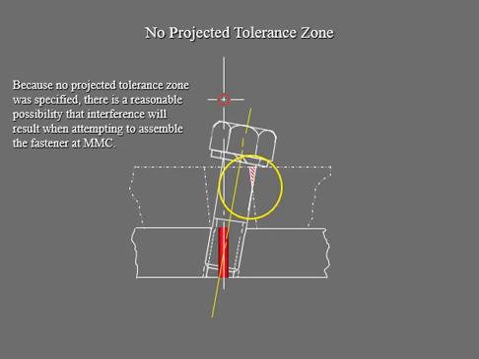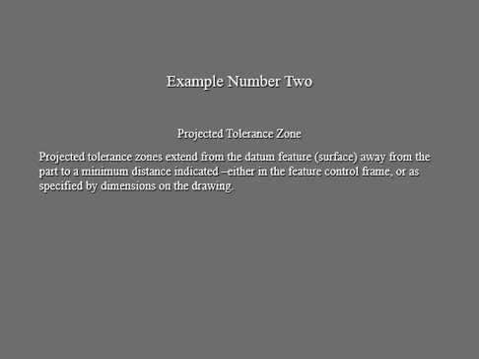Because the assembly has to at least fit within the accepted or allowed tolerance. All right, so let's get into number 2, and we will do the projected tolerance zone, and let's see how it goes. Because the projected tolerance zone is going to extend from your datum feature or your surface away from the part to a minimum distance indicated, either in the feature control frame or a specified dimension on the drawing.